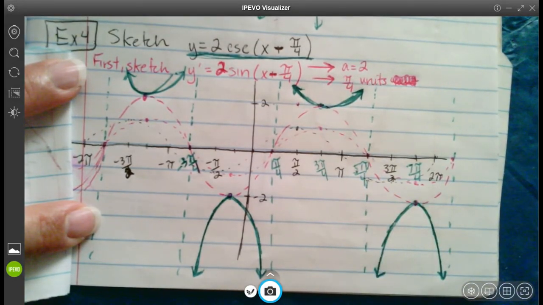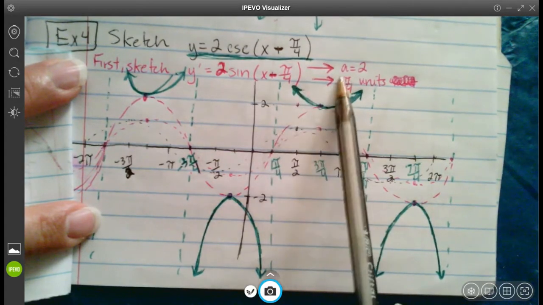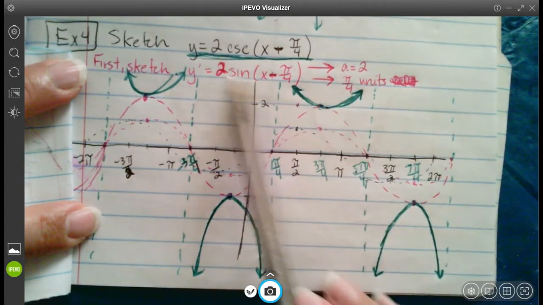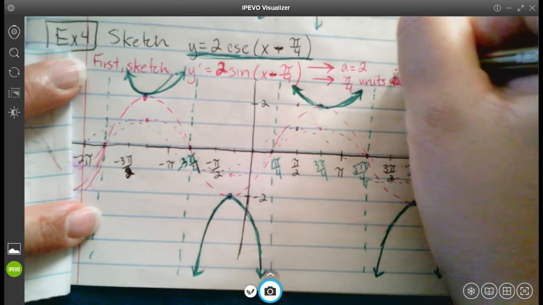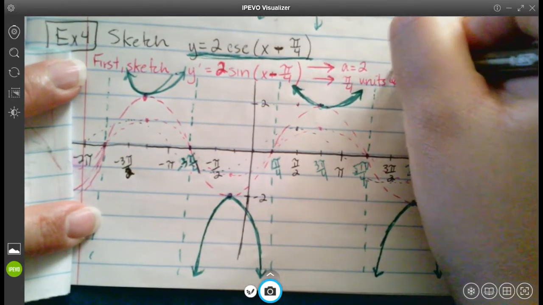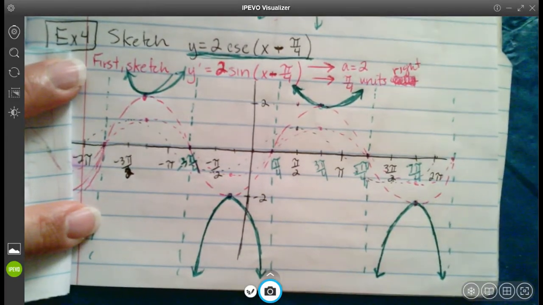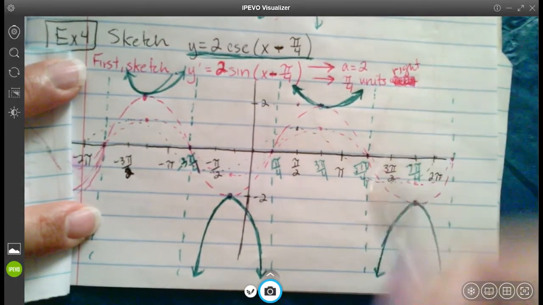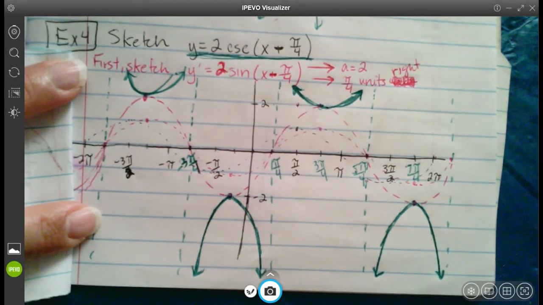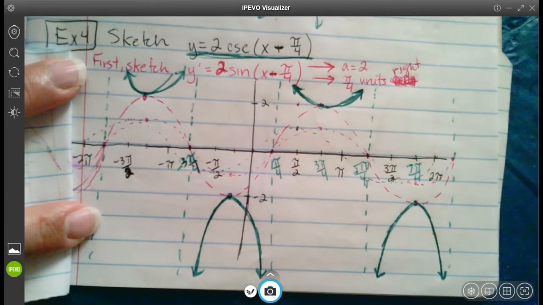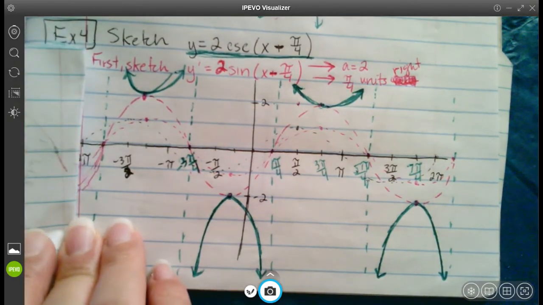I went ahead and just put a few notes here that a equals 2 and pi fourth units to the right. I forgot to write this down, I think I probably wrote something else, that's why I crossed it out. But yeah, that's basically it. That's another way we can do this kind of problem. Hopefully that helped a little bit better with the visuals.